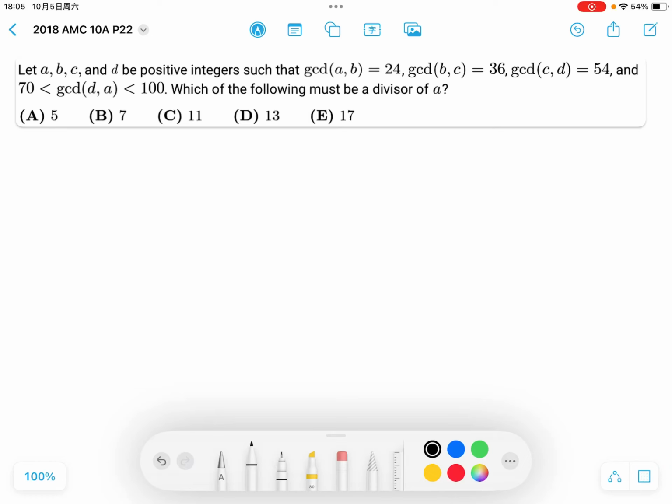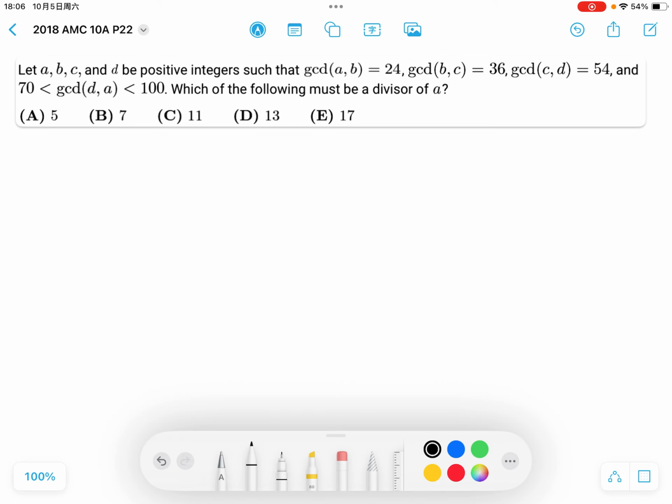So again, this is another problem in AMC 10, 2018 AMC 10A problem 22. Let A, B, C, and D be positive integers such that GCD of A and B equals 24, the GCD of B and C equals 36, the GCD of C and D equals 54, and the GCD of D and A is between 70 and 100 exclusive. Which of the following must be a divisor of A? So A, B, C, D, E, 5 options.